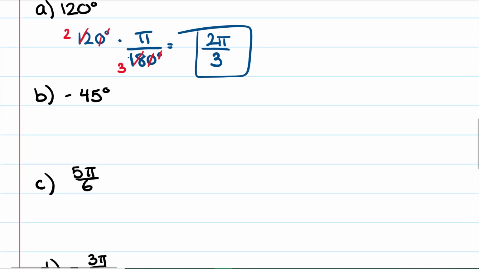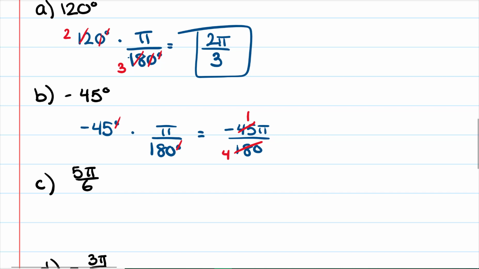Alright, let's do the next one. Negative 45 degrees. So you take the negative 45 degrees and you multiply by pi over 180 degrees. So again, the degree signs cancel. So I get negative 45 pi over 180. And then you can simplify this, divide both of them by 45, and you get negative pi over 4.